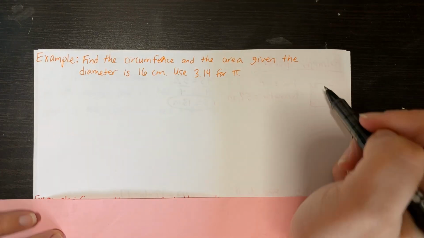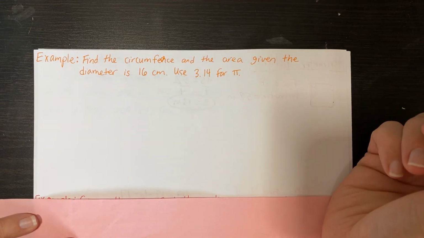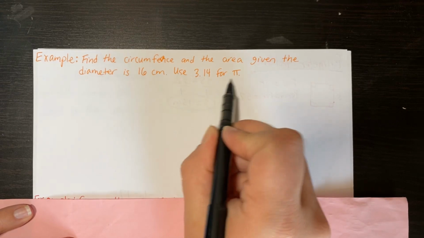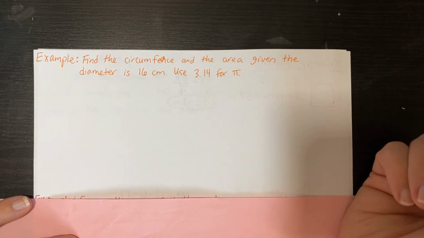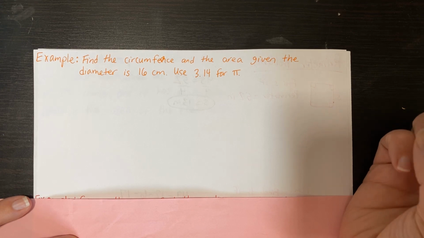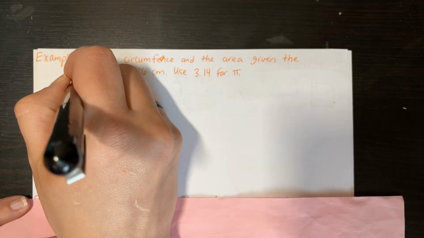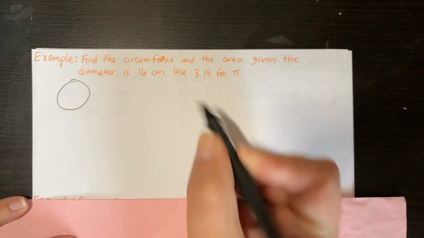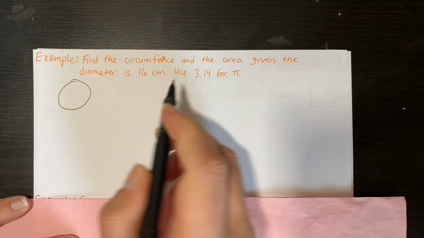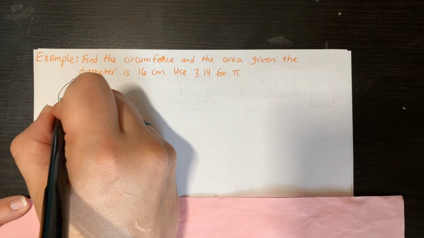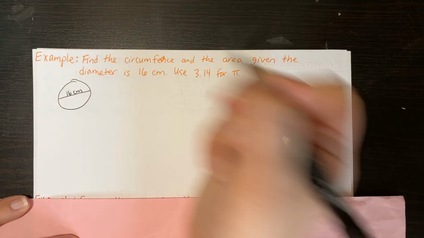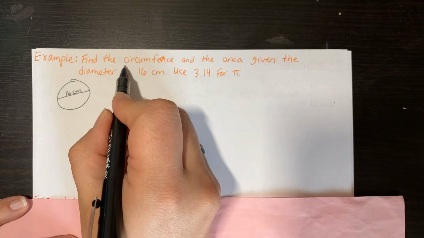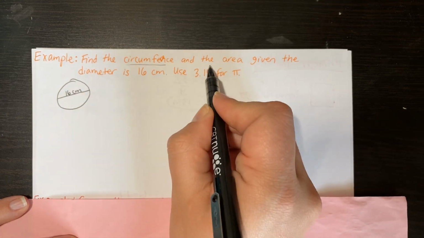and the area given the diameter is 60 centimeters. Use 3.14 for pi. Okay. We have all the information we need, but sometimes it's easier to find with a picture. So I'm just going to draw a picture of a circle. It tells us my diameter, so all the way across, is 16 centimeters. It wants us to find the circumference and the area.